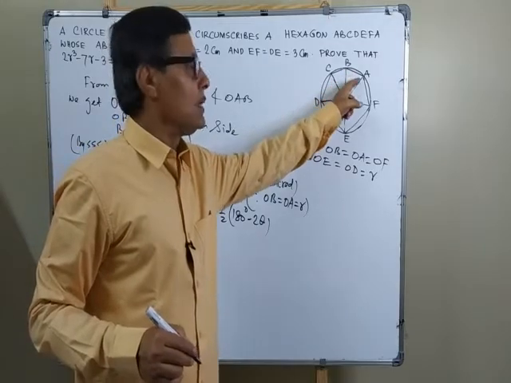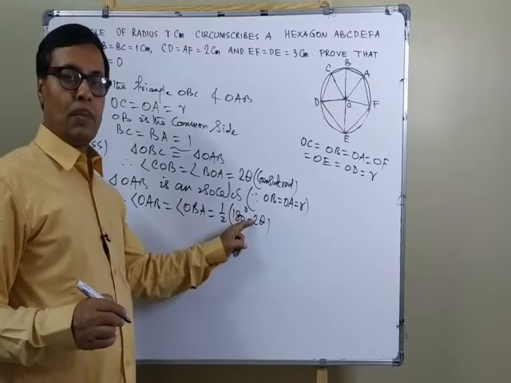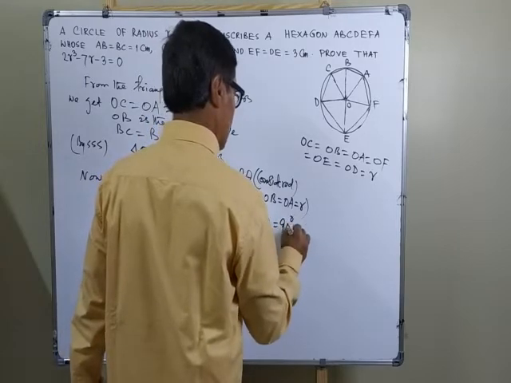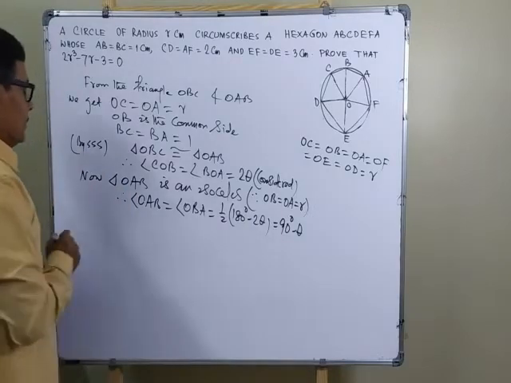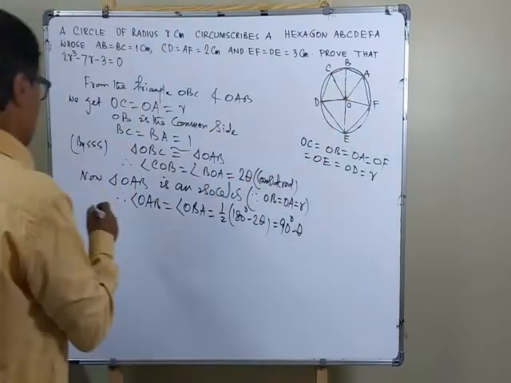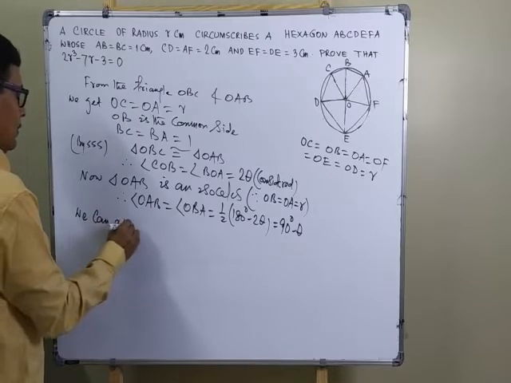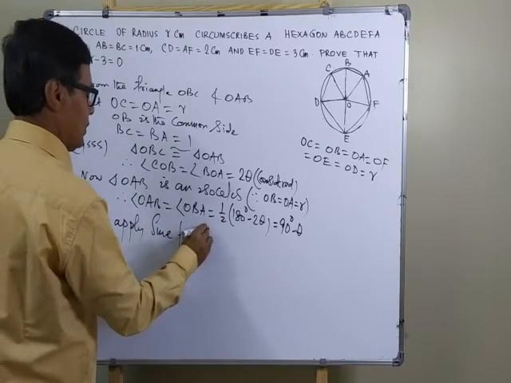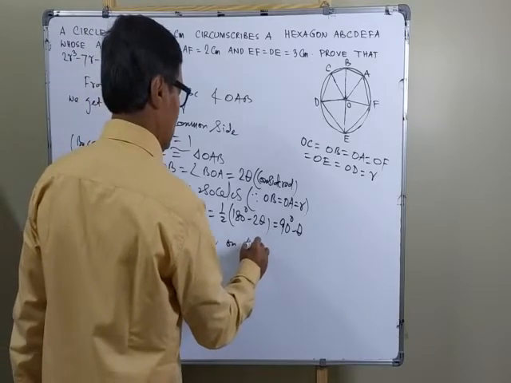As these two angles are equal, each of them is equal to half multiplied by 180 degrees minus 2 theta, that is 90 degrees minus theta. So we can apply the sine formula on triangle AOB.